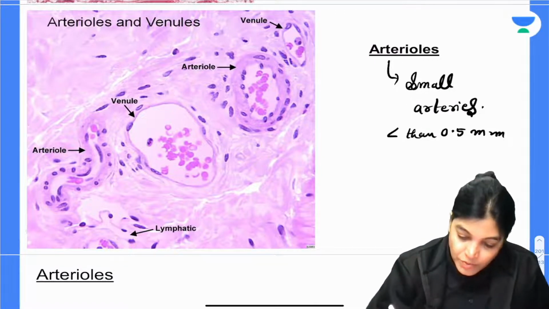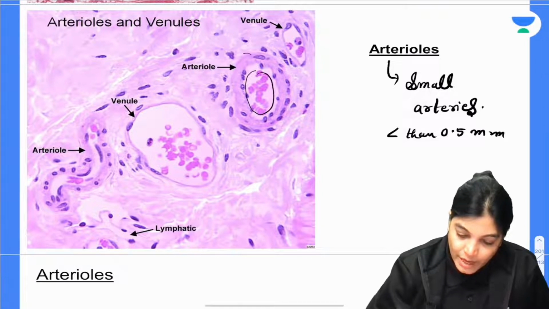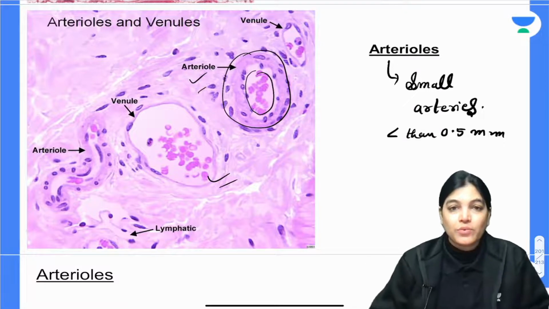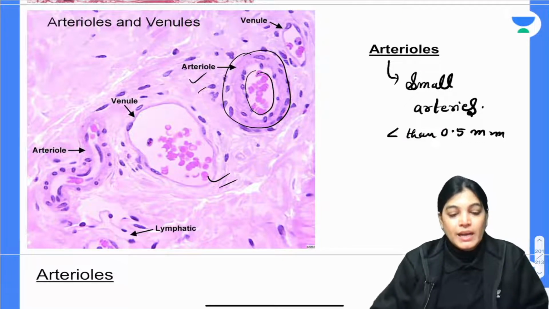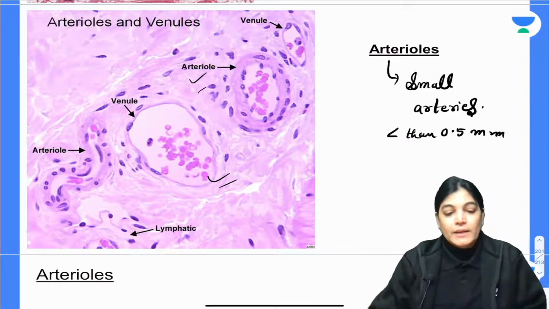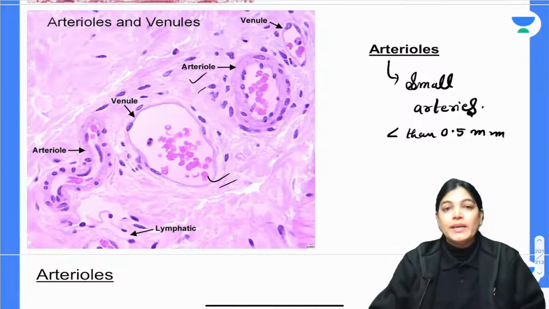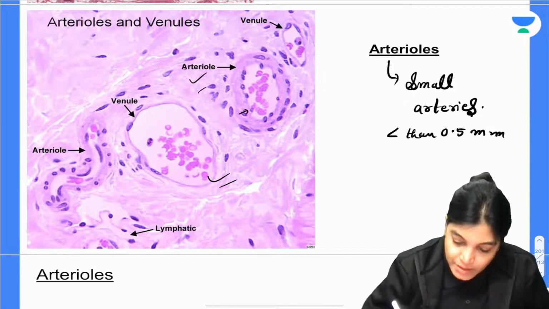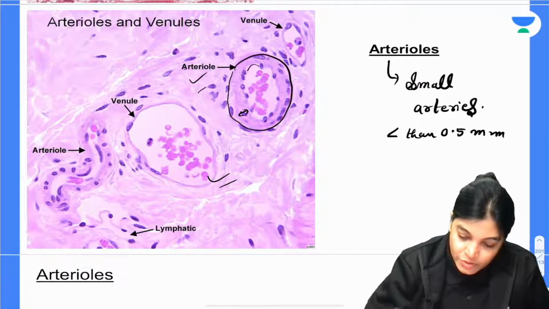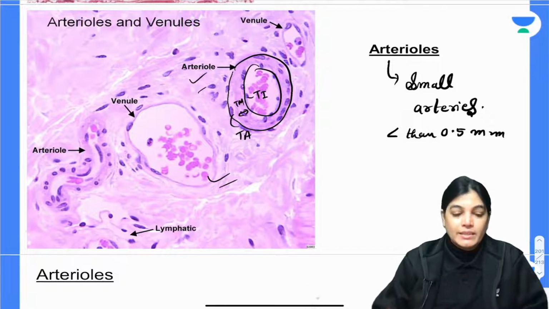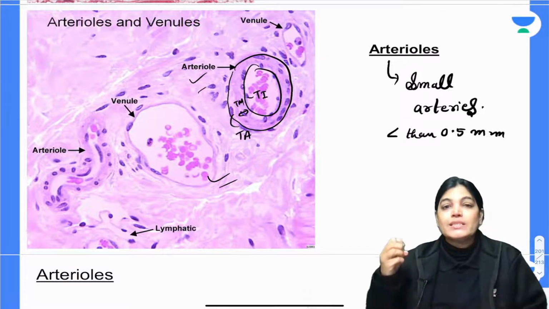So see here, this is the diagram of arterioles, and this is one arteriole shown to you, and comparatively one venule is there. I will have a comparison slide, don't worry. If we talk about the intima layer of arterioles, it is just made of one endothelium lining. It does not have any subendothelial connective tissue. Media is 1 to 5 layers of smooth muscle. Here this is the tunica intima, this is the tunica media, this is the tunica adventitia. All 3 layers are there, and the tunica adventitia is poorly developed.